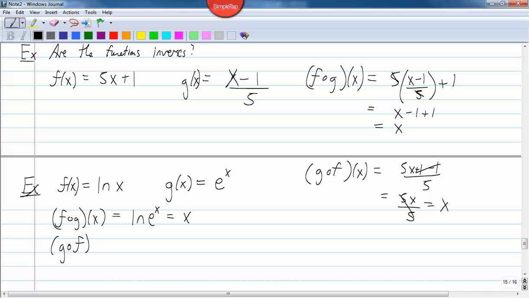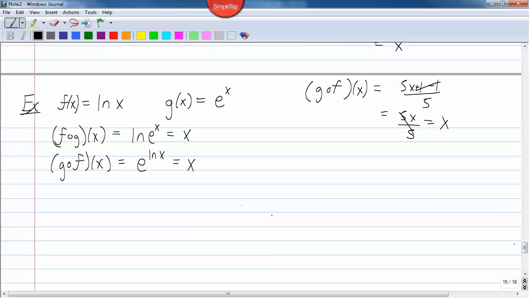And if I work it out the other way, take the f, plug it into the g. So that's going to be e to the natural log of x power. So that's e to the log base e of x. That's just equal to x. So natural log and e to the x are inverse functions. That's a big find there. That's awesome.